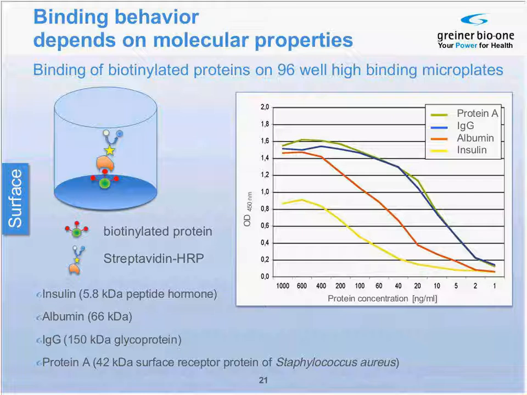However, binding behavior does not only depend on the surface properties of the microplate, but naturally as well on the properties of the molecule to be immobilized. This graph shows the binding curves of a set of biotinylated proteins: the 5.8 kilodalton peptide hormone insulin, albumin, IgG, and protein A, detected with streptavidin horseradish peroxidase conjugate. All molecules have been immobilized on the high bind surface. The curves, due to the different molecule properties, are significantly different.